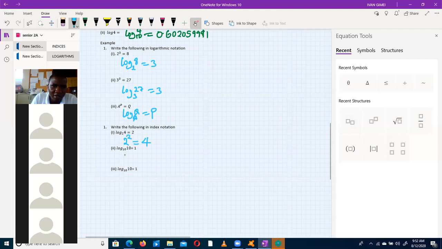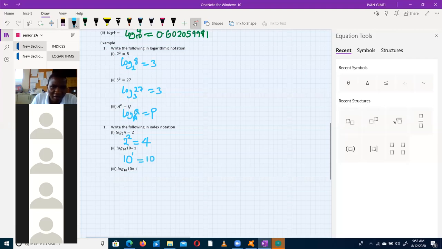What about this? 10 to the power 1 equals 10. 10 to the power 1 is equal to 10. Perfect.